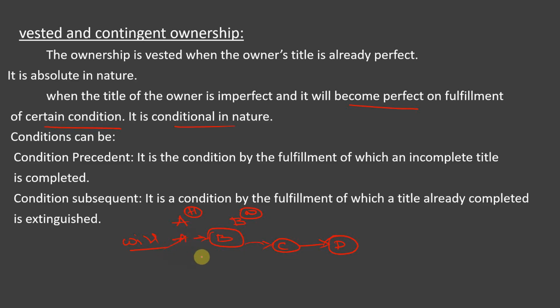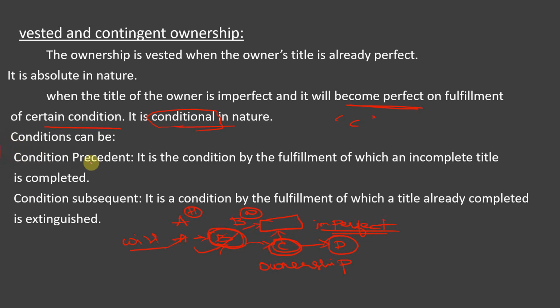So here A has died. Now the property will be transferred to B. B is having vested interest over that property. He is having vested and absolute interest over that property. When it comes to C, C has imperfect title because C can gain the ownership of the property only after the death of B. Until then, C is having imperfect title. The title of C will become perfect only on the death of B. So this type of ownership is called contingent ownership, which is conditional in nature. What is the condition? That B should die. Only after the death of B, C can acquire the property.